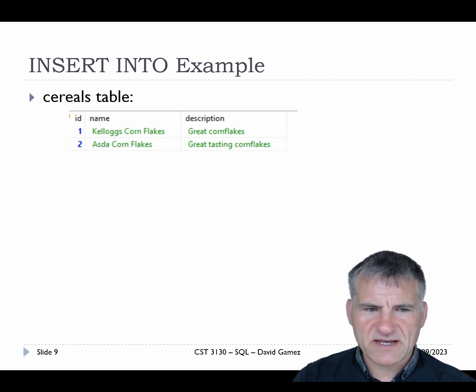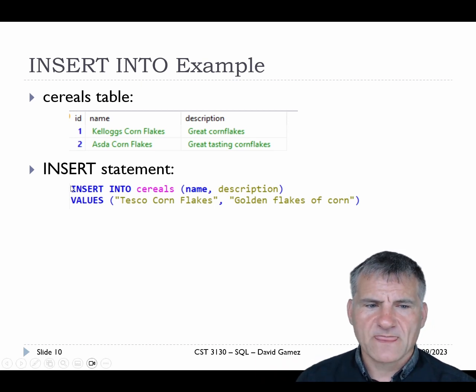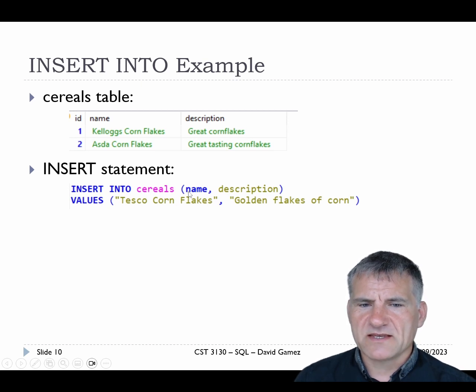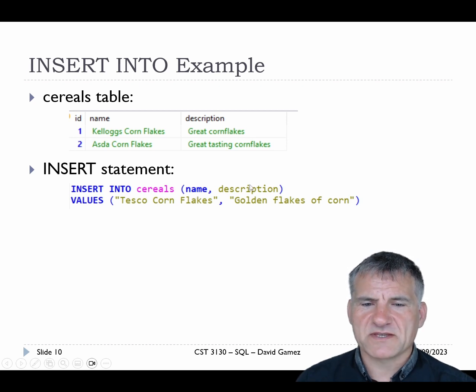So suppose I've got this serials table. Then here's an insert statement to add a new serial to this table. So I'm doing insert into serials. That's the table I'm inserting into. And these are the columns I'm changing, the two I'm providing values for, which are the name and the description.